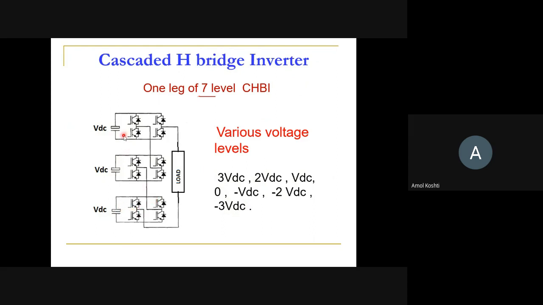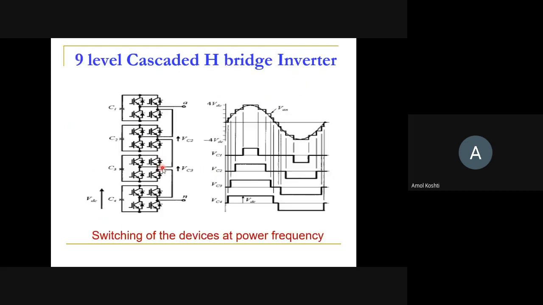So accordingly, we have to take this. Sometimes charged capacitors can also be used instead of these sources. This charged capacitor will act as a source, so it can also be used at the input of this cascaded H-bridge inverter. As you go on adding multiple cells in series with each other, you get multiple output levels at the load side with the formula of 2n plus 1. So this is about the cascaded H-bridge.